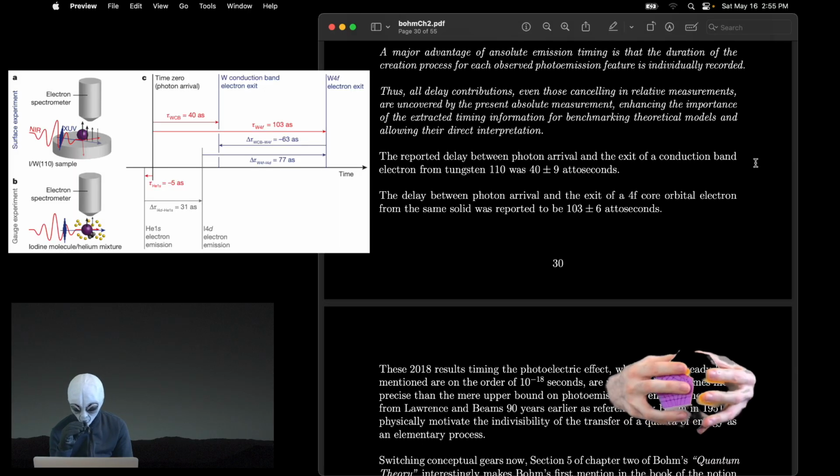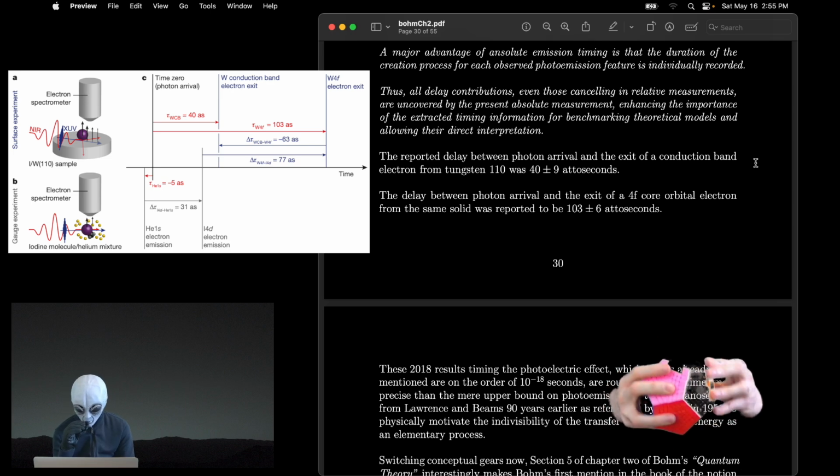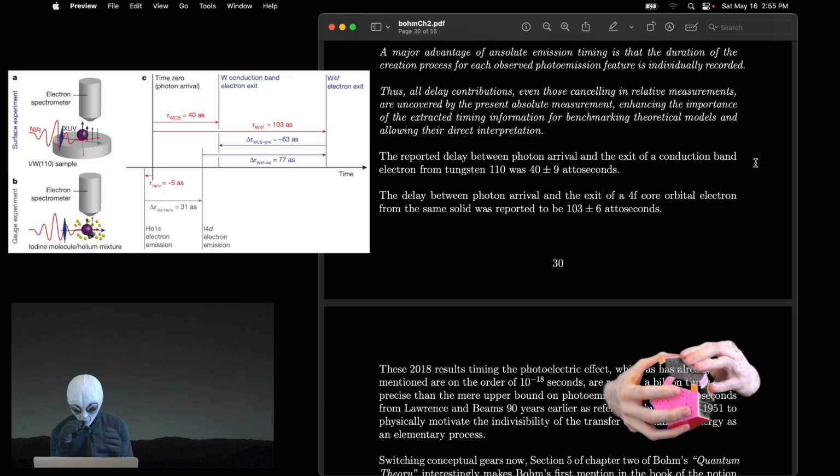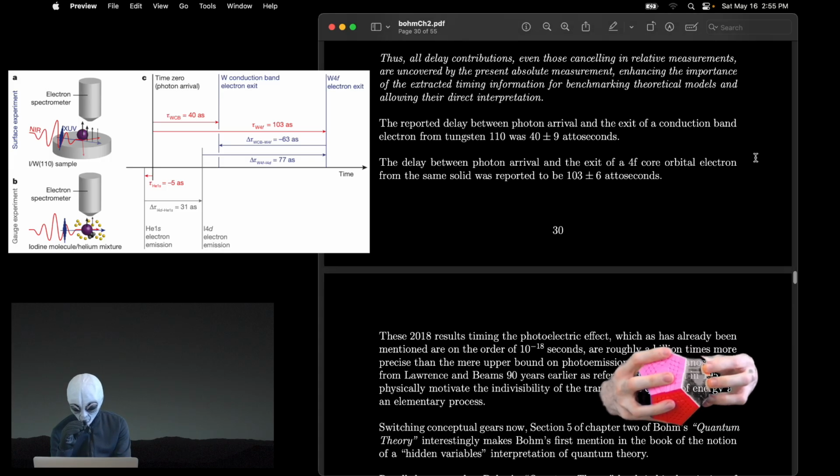The reported delay between photon arrival and exit of a conduction band electron from tungsten-110 was 40 plus or minus 9 attoseconds. The delay between photon arrival and the exit of a 4f core orbital electron from the same solid was reported to be 103 plus or minus 6 attoseconds.